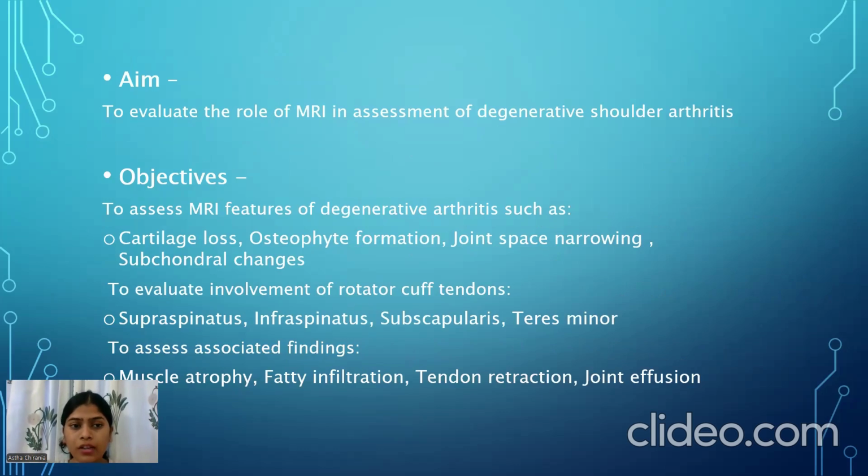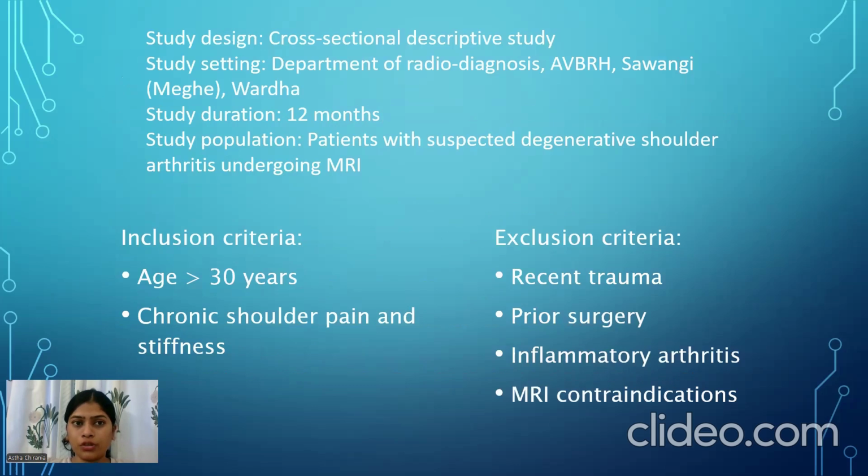with the help of MRI. The objectives are, first, to assess the degenerative arthritis features such as cartilage loss, osteophyte formation, joint space narrowing, and subchondral changes. Second, to evaluate the rotator cuff tendons such as supraspinatus, infraspinatus, subscapularis, and teres minor, and to assess the associated findings such as muscle atrophy, fatty infiltration, tendon retraction, and joint effusion.